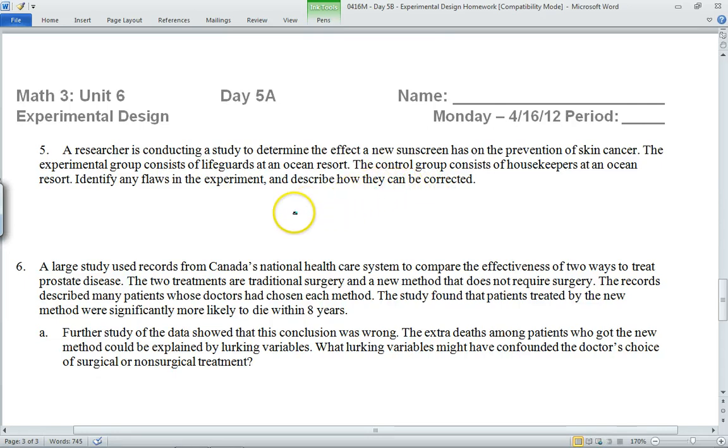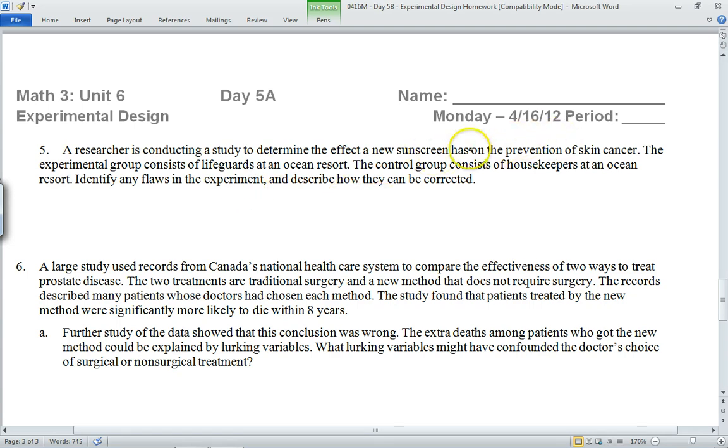Okay? Somebody, please, do not leave me hanging. I'm going to count to 10 silently. Start talking to me about the flaw in this experiment. Go. Okay, I counted 10. Please tell me you guys weren't silent that whole time.